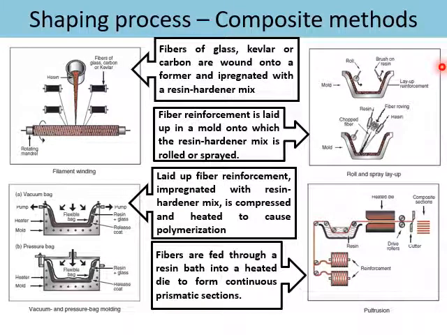Next is the composite shaping process. The first one is filament winding, which can produce tubular structures such as water filter tanks. Next is the most common composite forming method, the hand layup method, usually used to produce low-tech composites such as boats and panels and so on.